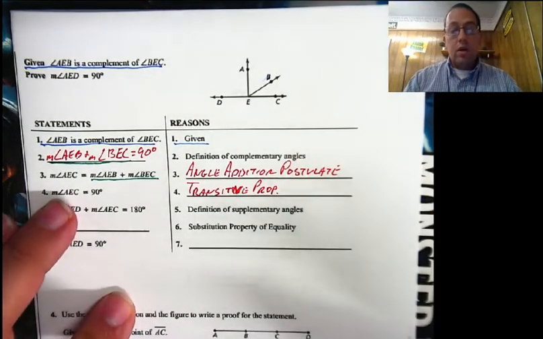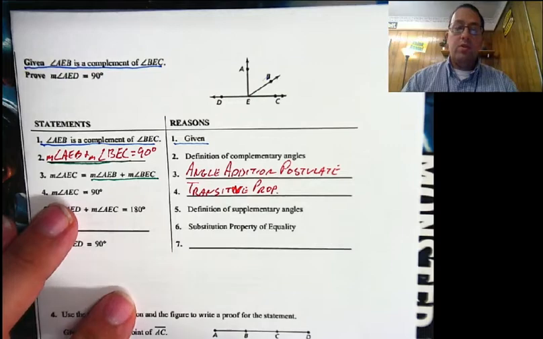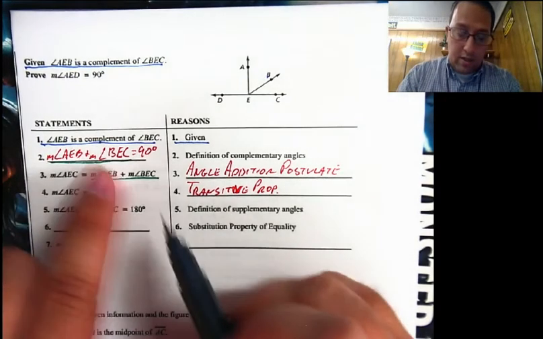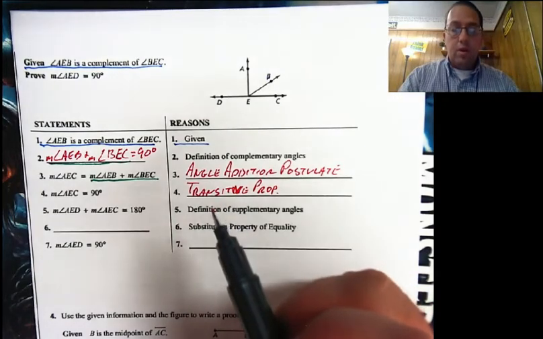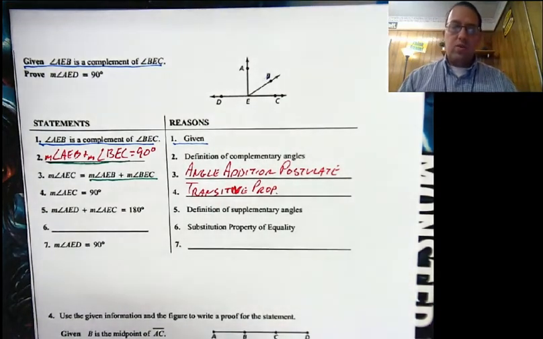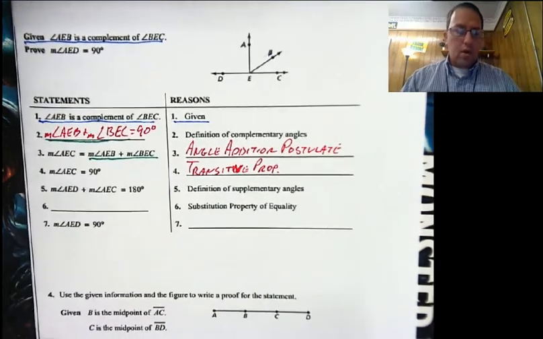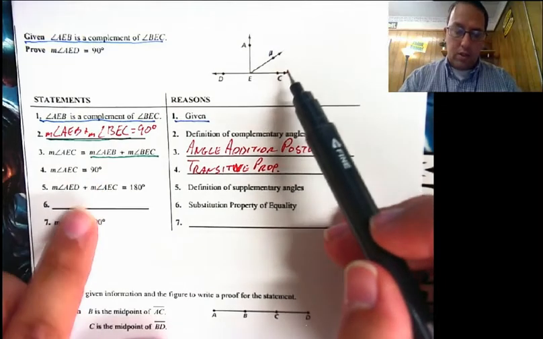Now, honestly, on this one, there is another thing you could have used instead. You could have used substitution, which would also have worked here. You're taking this stuff out and substituting the 90 in. Transitive and substitution, there's times when you could use one or the other. All right, so now we have that the measure of angle AEC is 90 degrees.